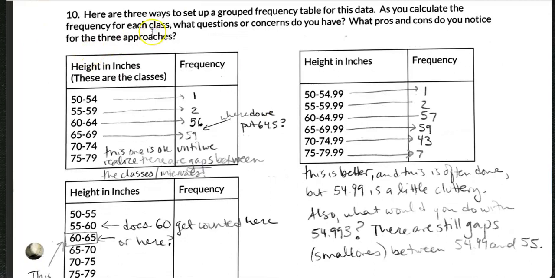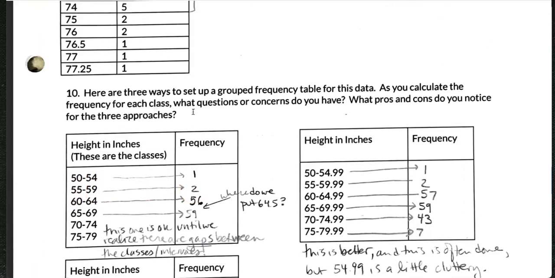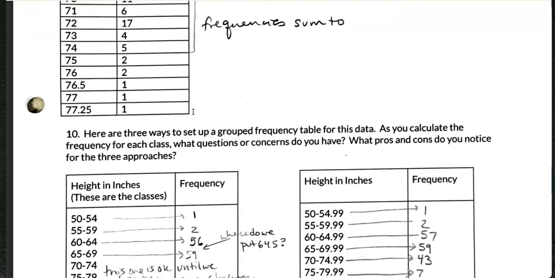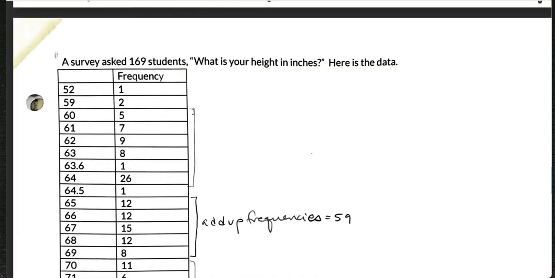As you calculate the frequency for each class, what questions or concerns do you have? What pros and cons do you notice for the 3 approaches? So 50 to 54, 1 person. 55 to 59, 2 people. Let's confirm that. 55 to 59 had 2 people. Well, yeah, there they are. Those are the 2 people.